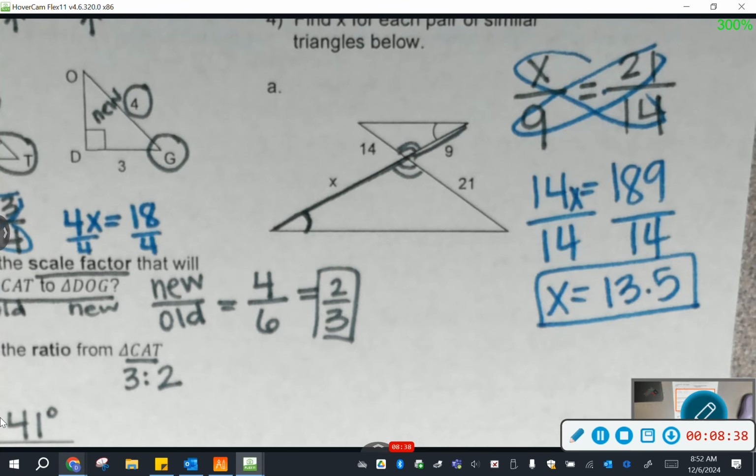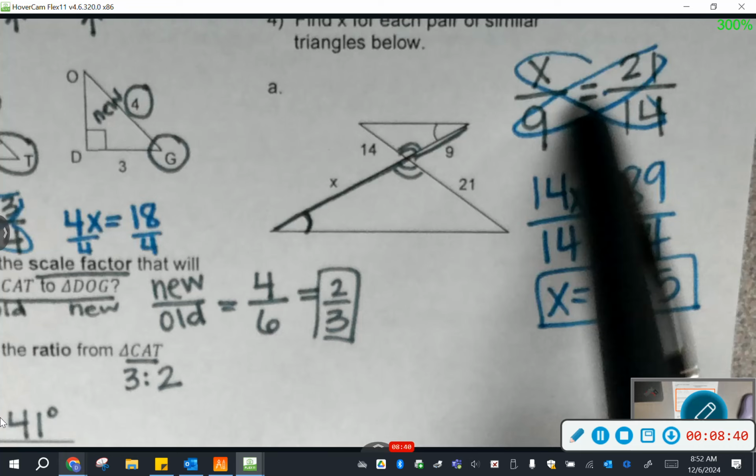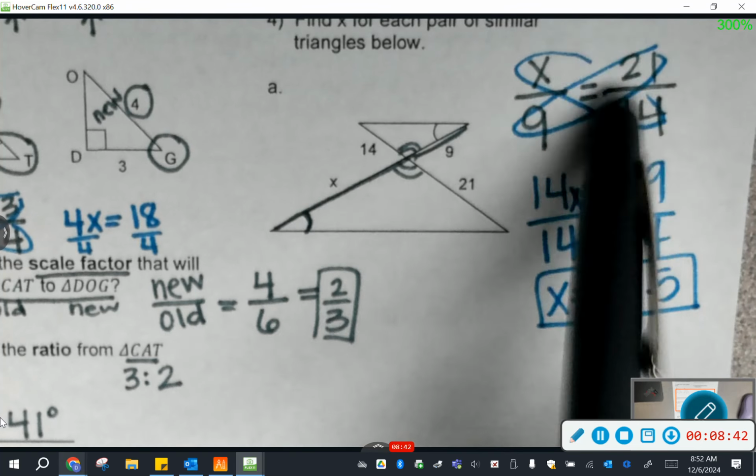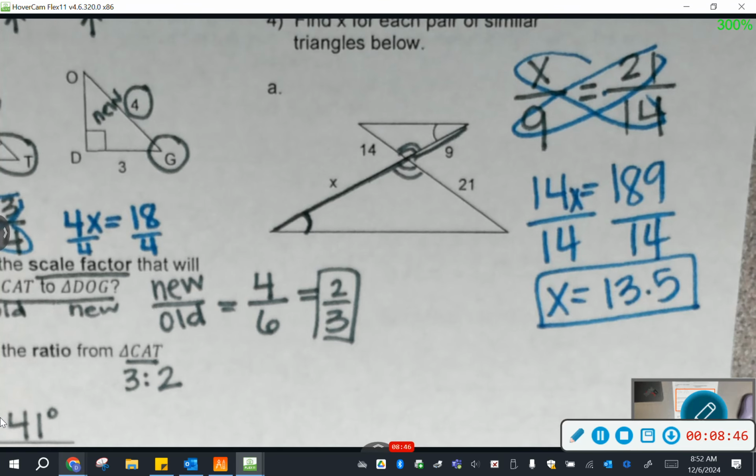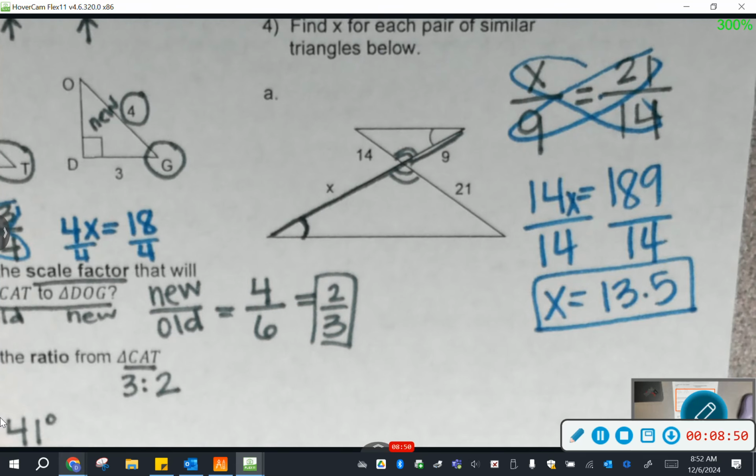On your assessment, you'll get points for setting up the proportion, and then you'll get points for your work. So make sure you show both. So if you mess up, you'll get partial credit. Can I move it on up?